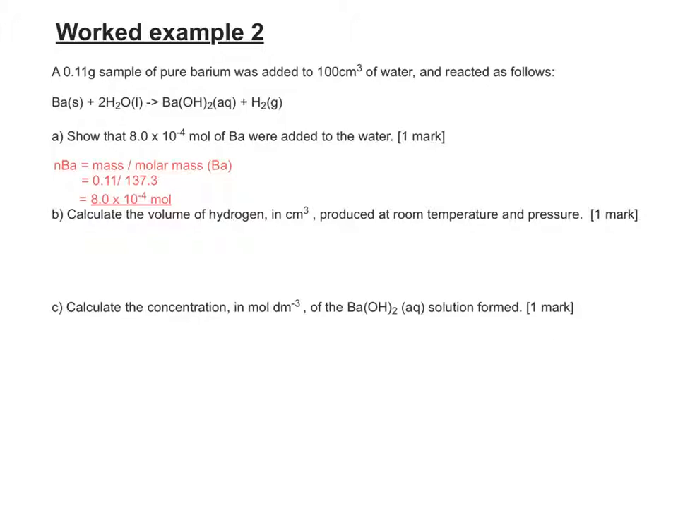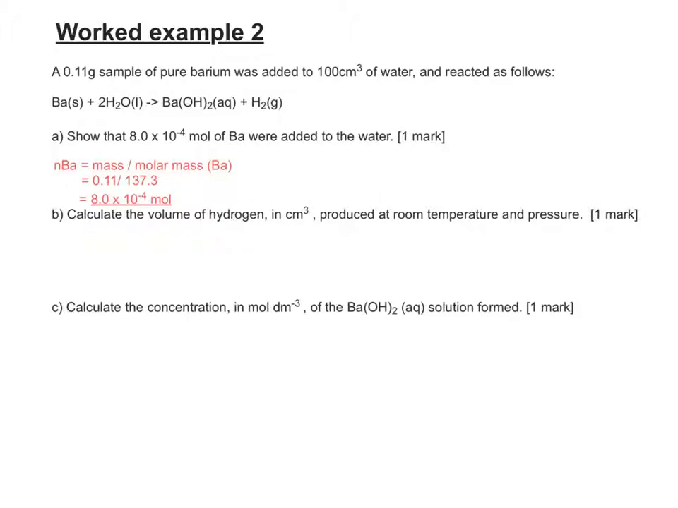So you can see what I've done. I've written in the number of moles of barium is the mass over the molar mass of barium, stating quite clearly molar mass of barium, so the examiner knows that the 137.3 that I've put in is the one I've gone and looked up, which gives me 8.0 times 10 to the minus 4, like the question asked me to.